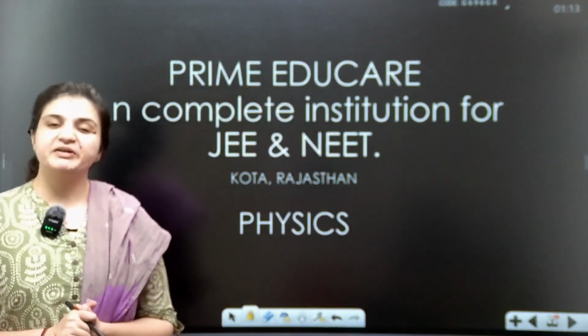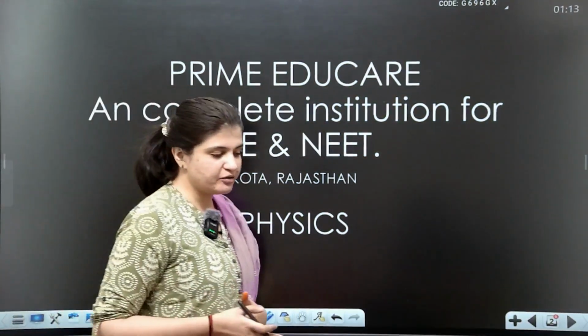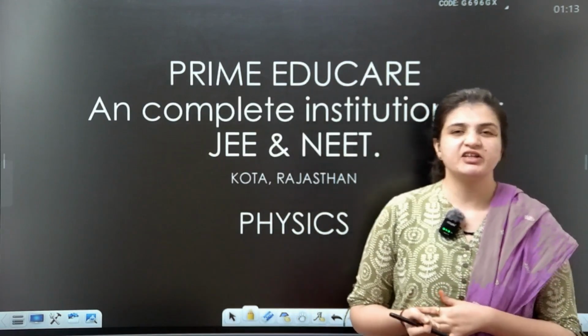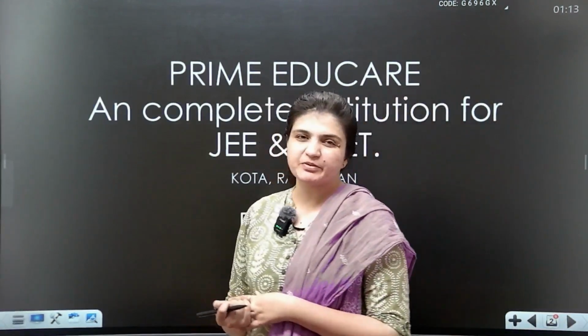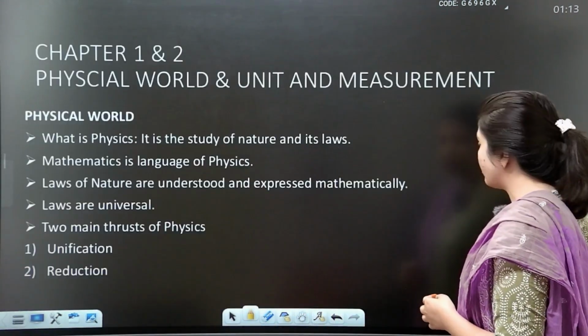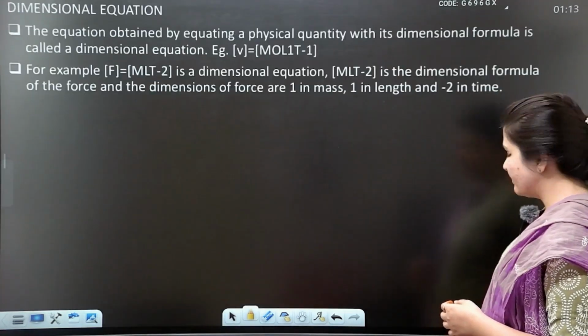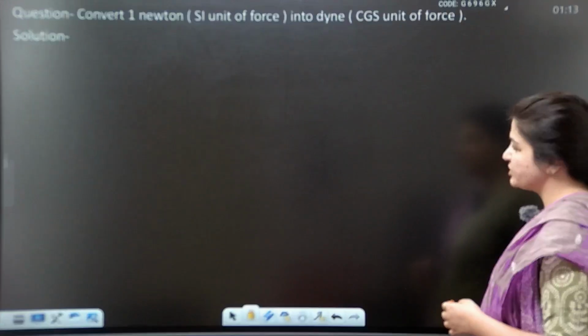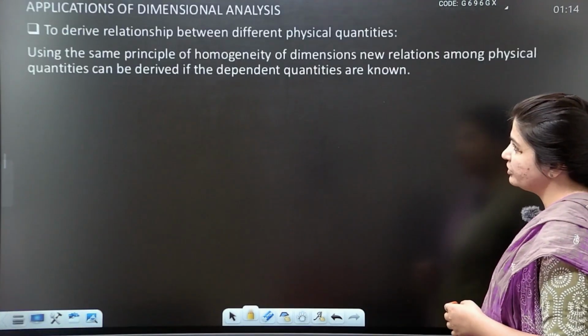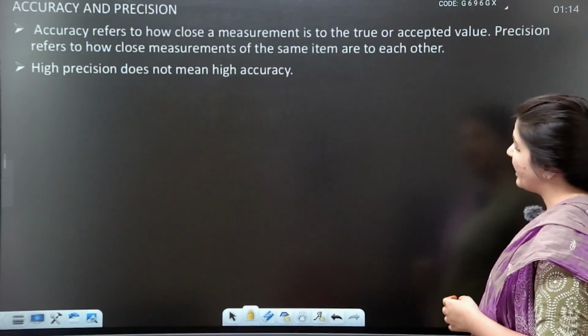So, in the previous lecture, we were studying about the significant figures, rounding of numbers and dimensions. We have gone through the various concepts in this chapter. Now, students, we will get into further concepts. We will learn about the vernier caliper and the screw gauge.